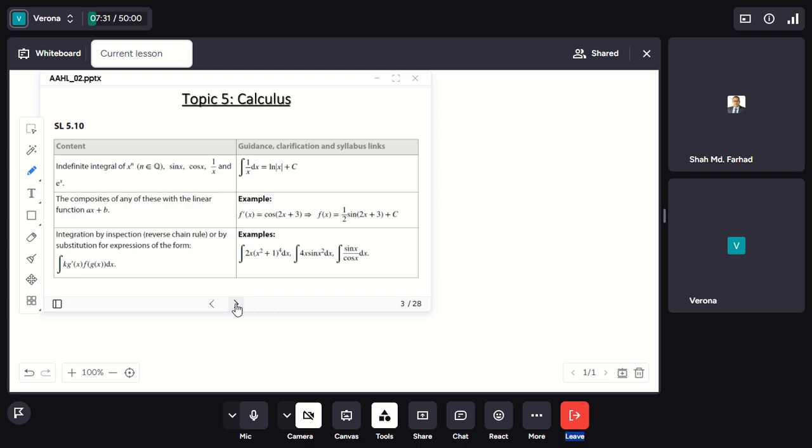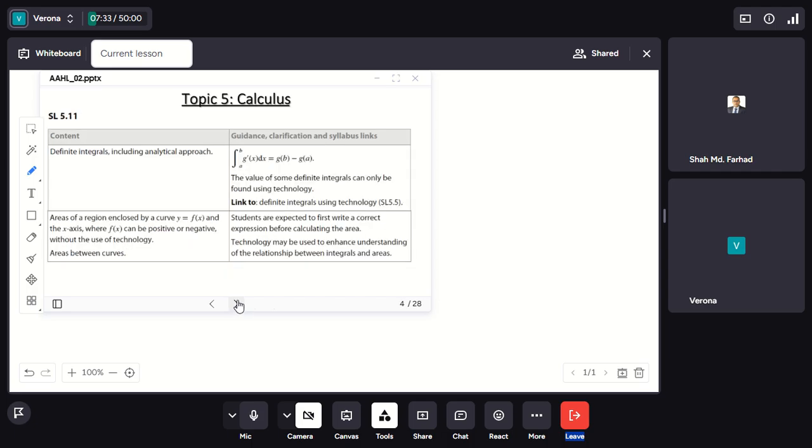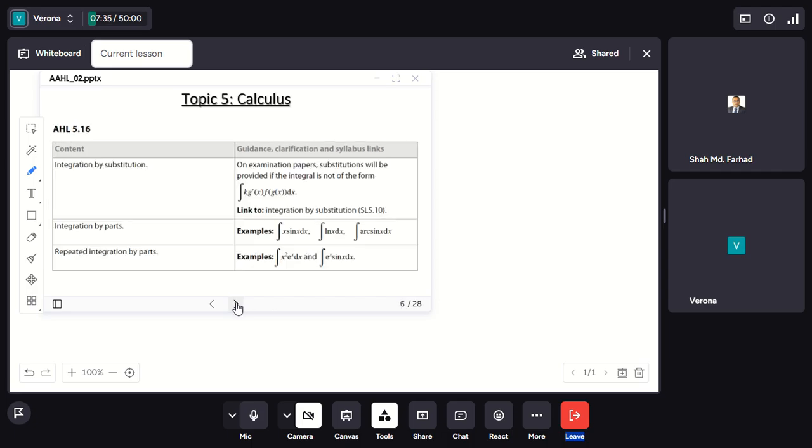But our today's main focus will be on topic number 5.16, that is you are asked to continue integration by substitution. Then we'll go one by one.